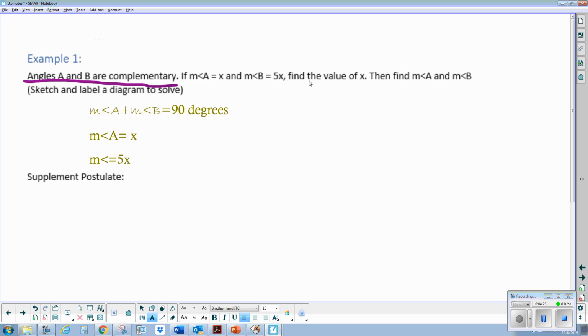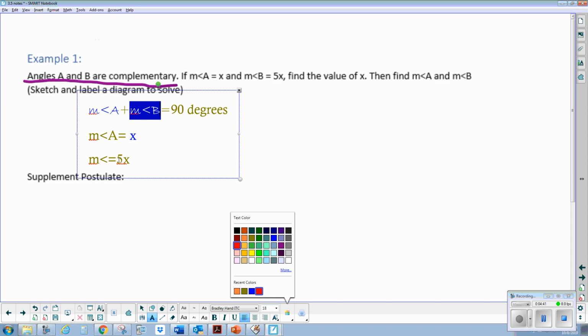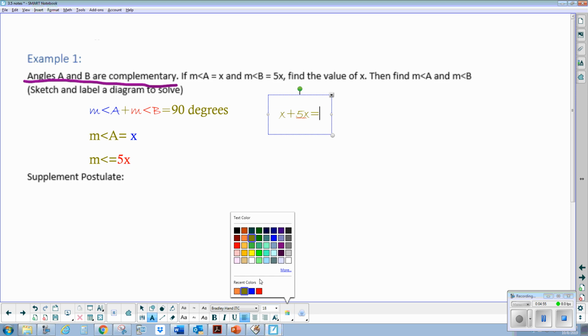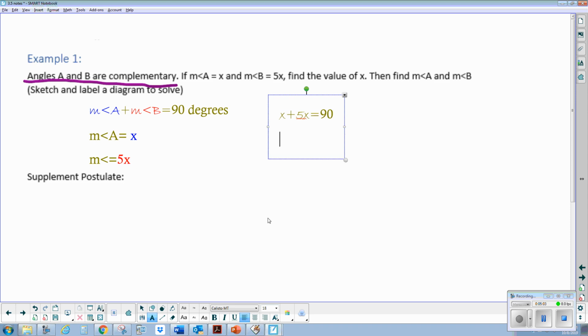Now I'm going to use substitution to solve for x. The measure of angle A is x, and I'll color coordinate and make these the same color. The measure of angle B is 5x, and together they equal 90. So I can type a new equation: x plus 5x equals 90. I can combine like terms and get 6x equals 90. Then I divide both sides by 6, and I get x equals 15.